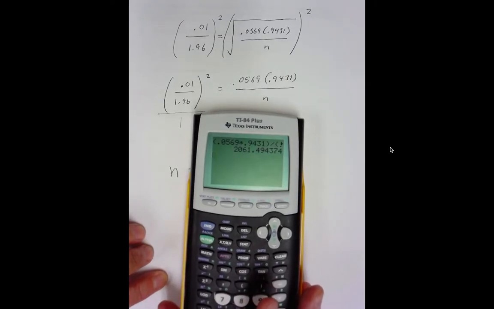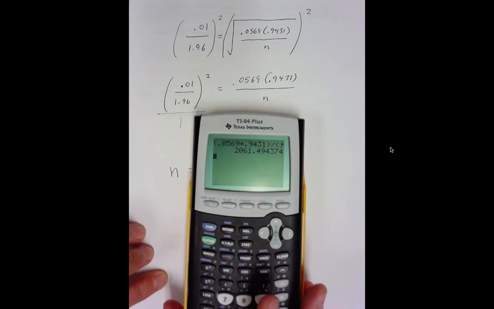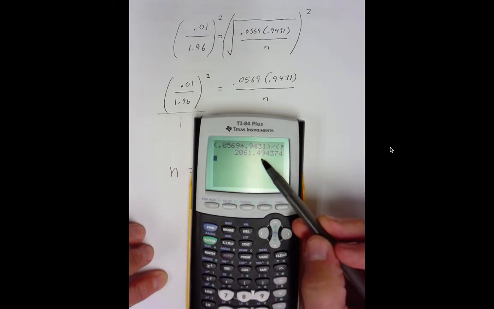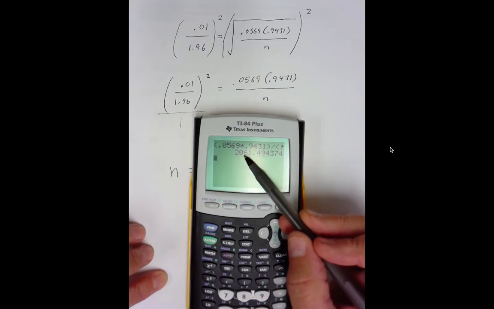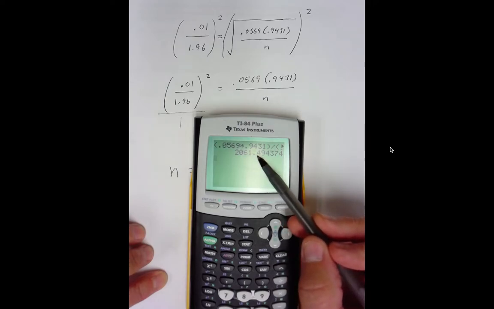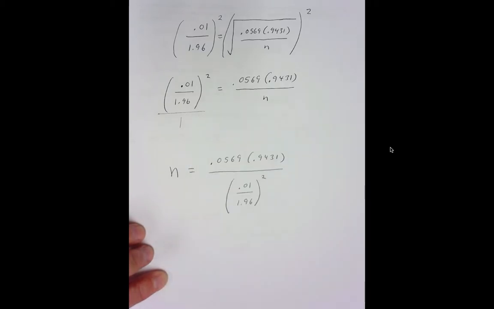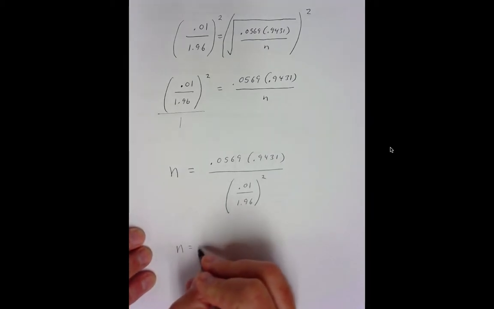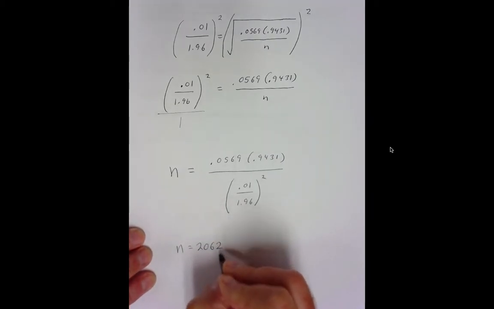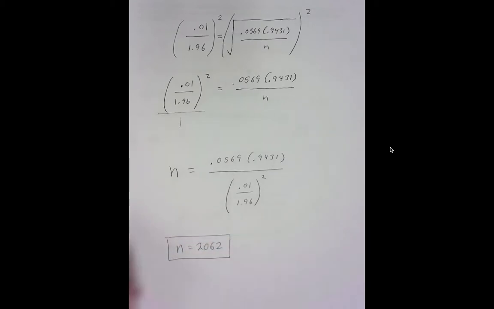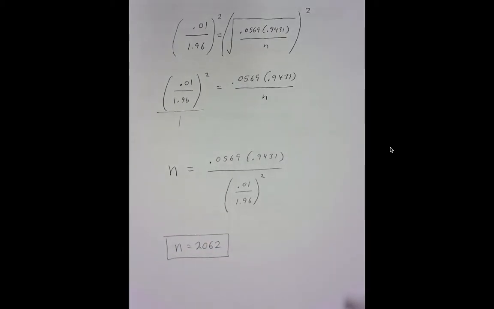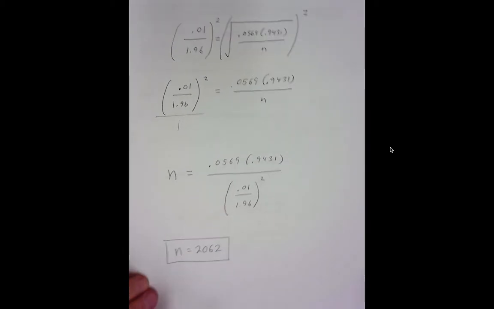Always round up, so my answer would be 2062. So I'm glad it turned out this way. Traditional rounding rules, this would round to 2061. But when you're solving for n, you throw out traditional rounding rules and always round up. So guys, our answer would be 2062.